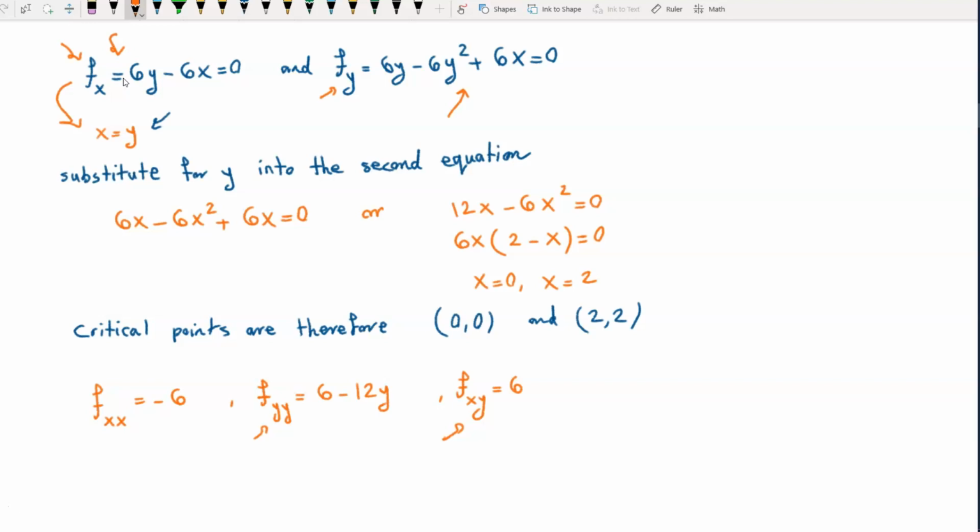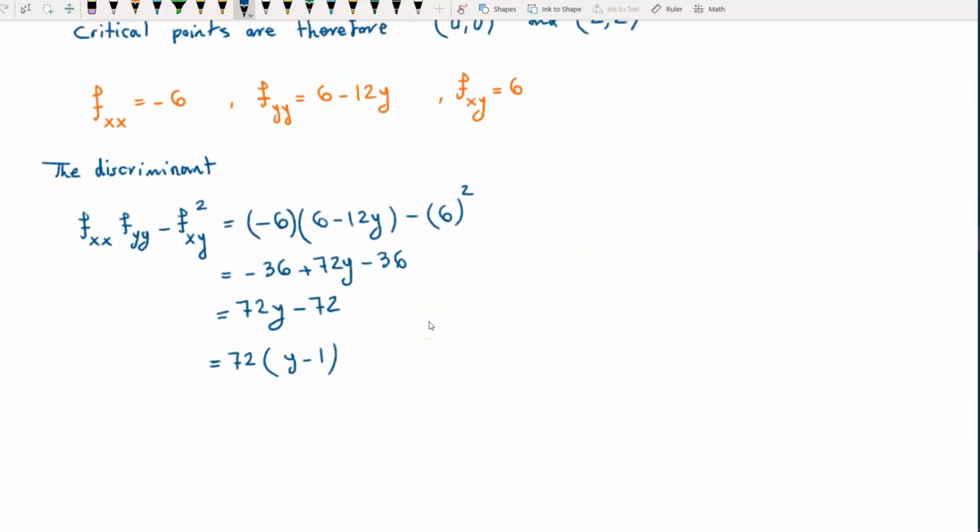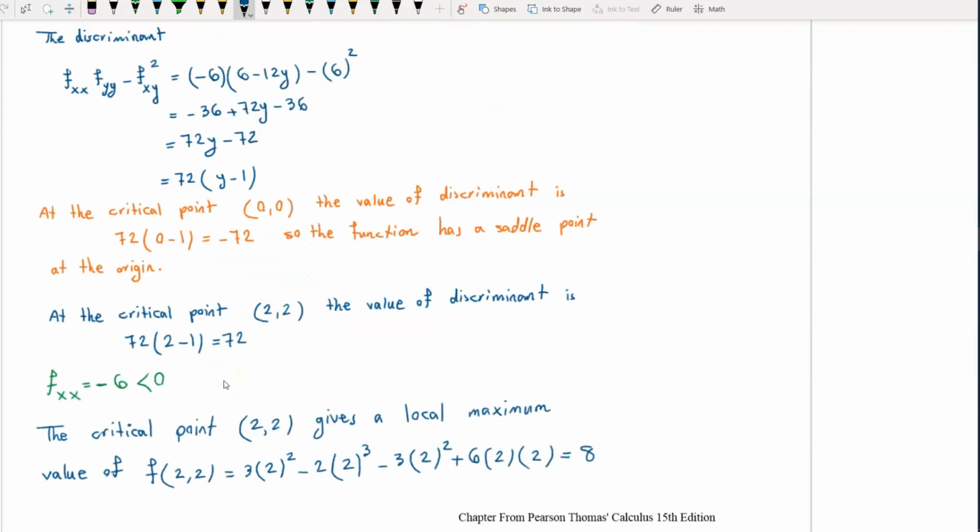Now the discriminant is negative 6 times 6 minus 12y, minus 6 squared. Simplifying, we have 72y minus 72, and factoring out 72, this is equal to 72 times y minus 1. At the critical point 0, 0, the value of the discriminant is negative, negative 72, so the function has a saddle point at the origin. And at the critical point 2, 2, the value of the discriminant is positive, equal to 72.